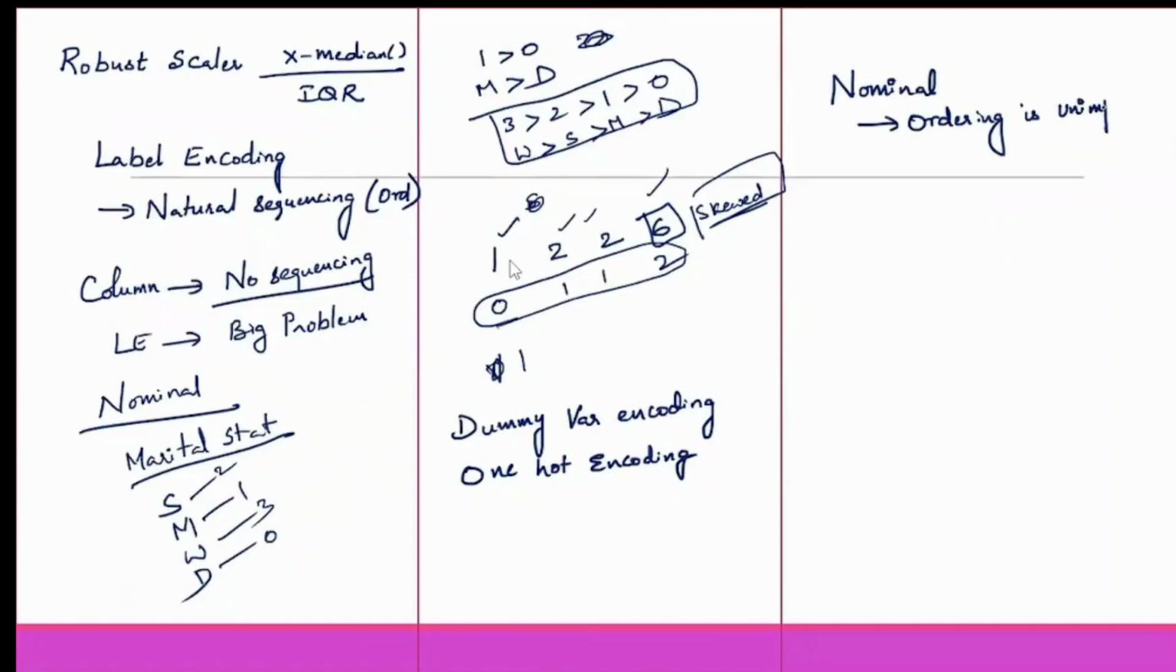In these kinds of cases, I would not suggest label encoding. It's better to go with one-hot encoding, right? Like cities, where there is no order. The order does not make any kind of importance. On the other side, we have ordinal data, where order is important.